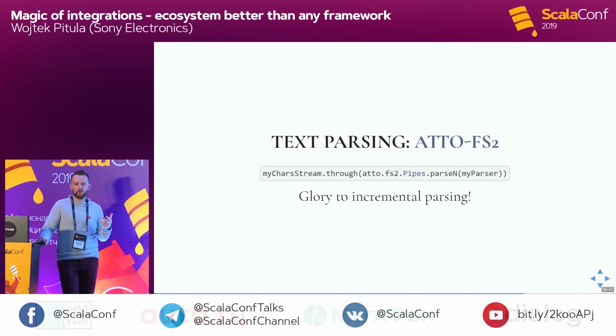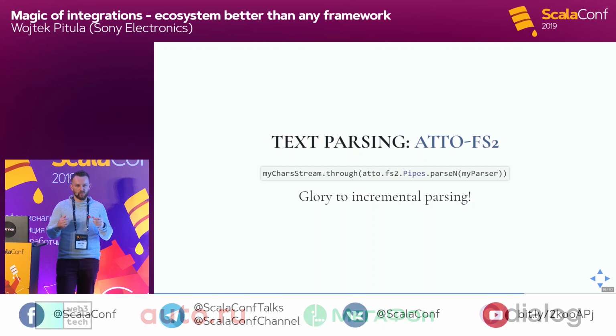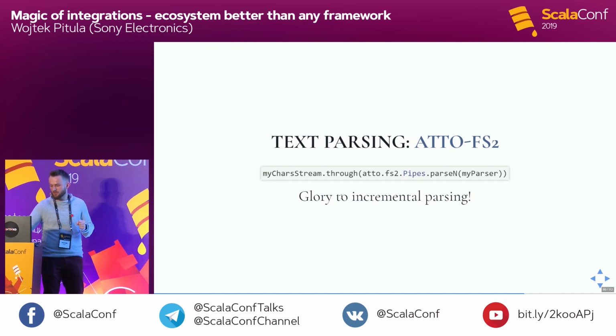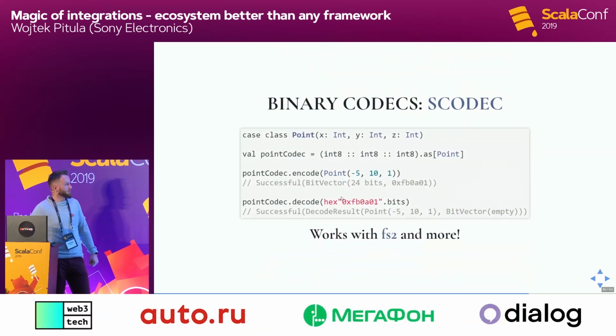Another nice thing that currently is probably unique to Atto is that these parsers are incremental. It means that you don't have to put all your data up front to get the result. You can give it chunks and receive the results as they come. Atto also comes with FS2 support, so you can take a stream of characters from the keyboard, for example, and parse it as the user types, not waiting for the whole input to come, without pressing enter or anything like that.